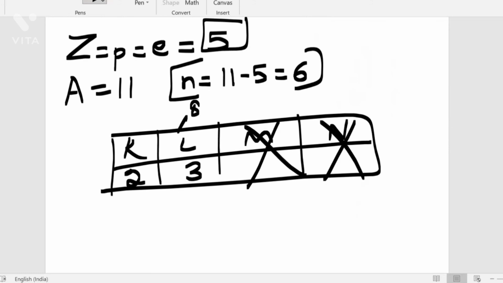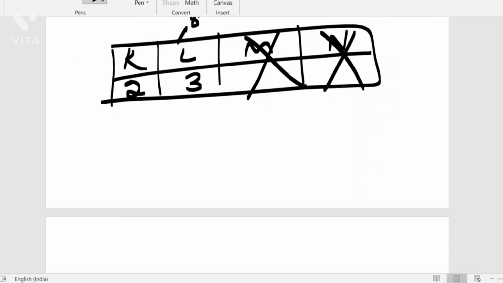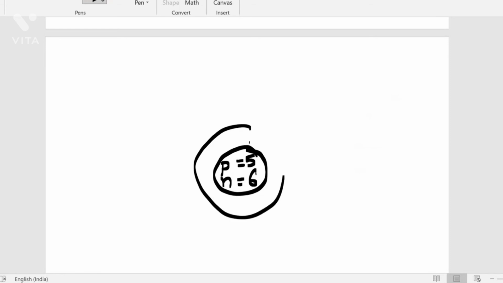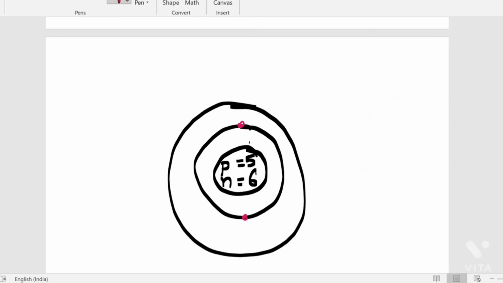I have to draw the structure here. This is the nucleus. So nucleus P and N should be represented. For boron, the P is 5 and the neutron number is 6. The first shell, K shell, 2 electrons. The second shell, L shell. Here 2 was already there like beryllium, and one more has to be occupied. So where should I occupy the next one? Here.